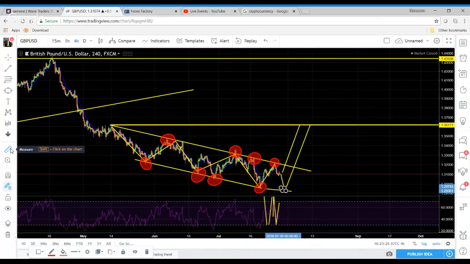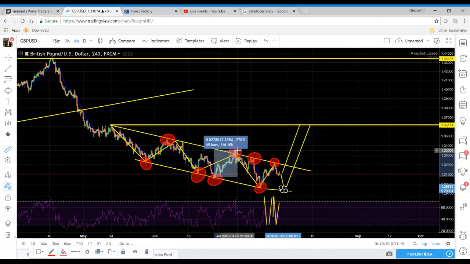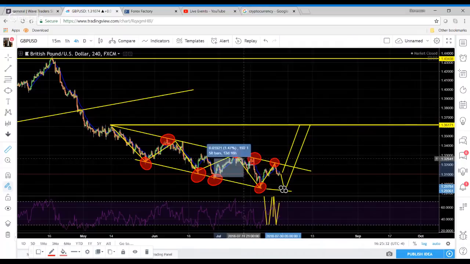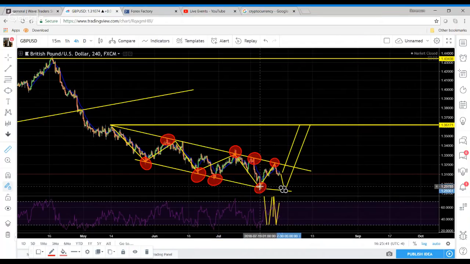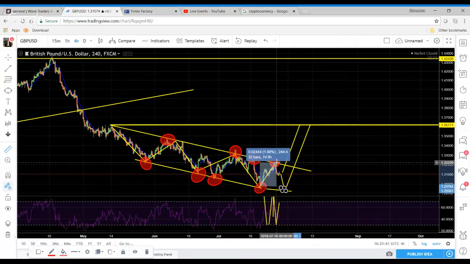Let's get my measuring stick, right? So price came up about 270 pips and then dropped all the way back down, and you would have been about 90 pips, maybe 100 pips. But then boom, again, up again over 200 plus pips.